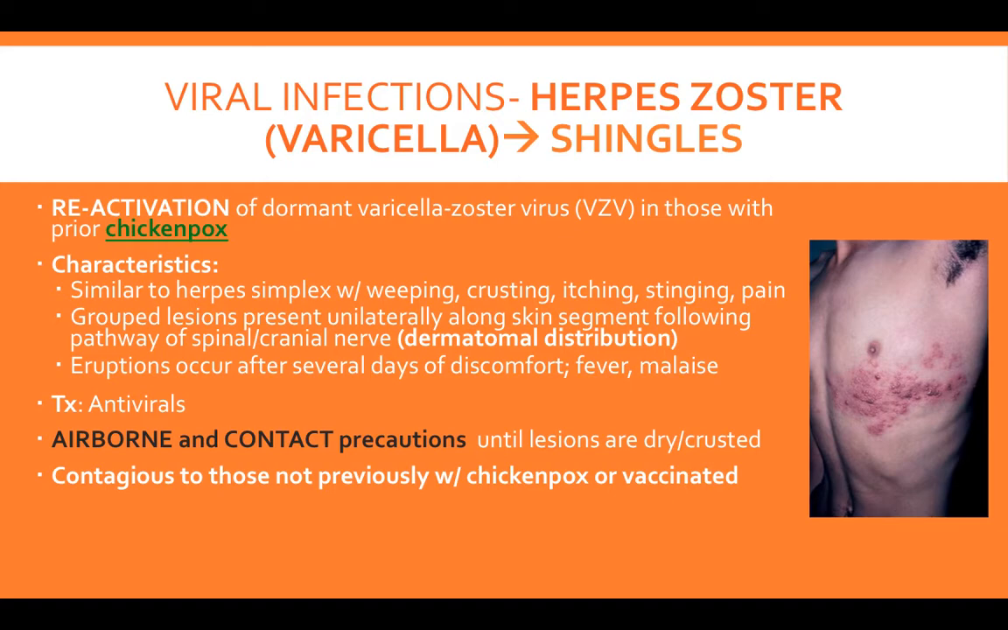The lesions are found mostly on the anterior and posterior trunk, following what we call a dermatomal distribution, following a pathway of a spinal or cranial nerve, because that's how the virus travels and lives along your nerves. You're most contagious when the blisters are filled with fluid. So you need to be on airborne and contact precautions until the lesions are dry and crusted.